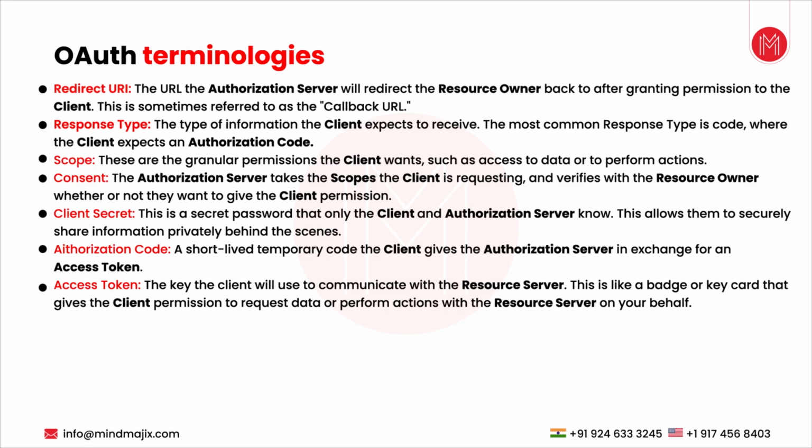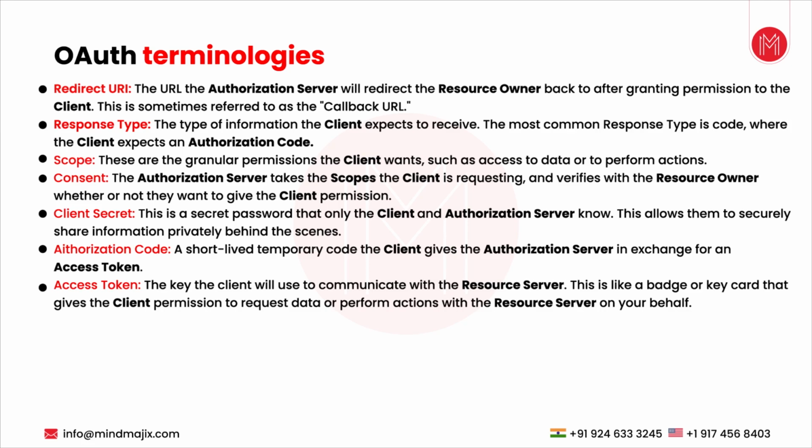Then scopes: these are granular permissions the client wants, such as access to data or to perform actions. Then consent is something where the authorization server takes the scopes the client is requesting and verifies with the resource owner whether or not they want to give permission to the client. If you're granting them your consent to have your data read or written by the client, that is what we term consent.